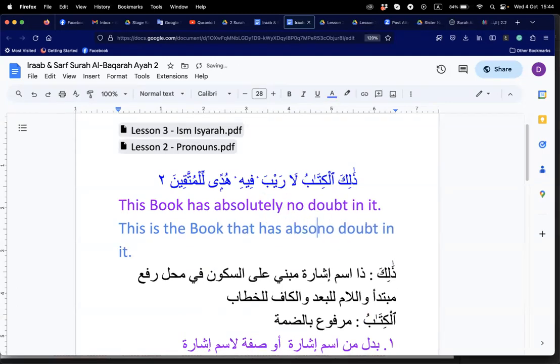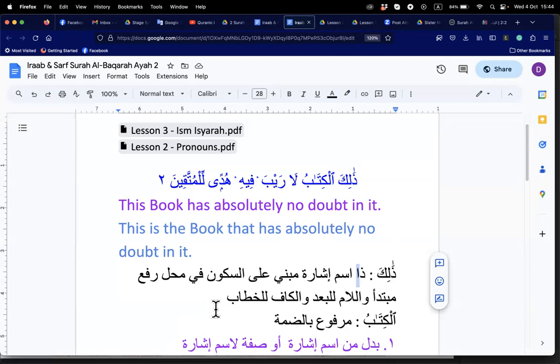One more thing, I can't understand this one. As ism isyarah mabni ala sukun, what is the sukun? I can't see any sukun there. The sukun on the alif, the fatha. Oh, okay, the za. Yes, the za is a short alif. It is written as a short alif in the mushaf.